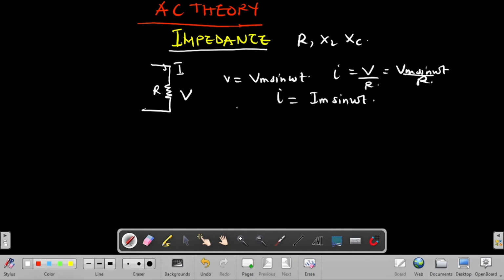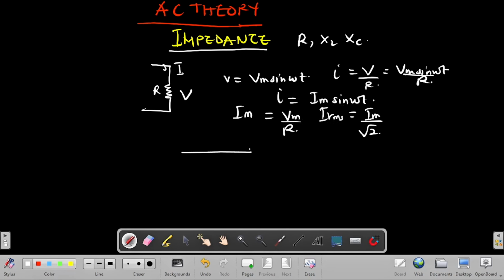Here I can say that my Im, which is my peak current, is always equal to my peak voltage over the resistance. This is one thing you should put in your mind. Then, if I want to find the RMS, my I RMS is simply equal to Im over square root of 2. As simple as possible. Once you know this, you know how to represent your I generally as Im sine omega t, then you can relate Im and Vm and find your RMS.